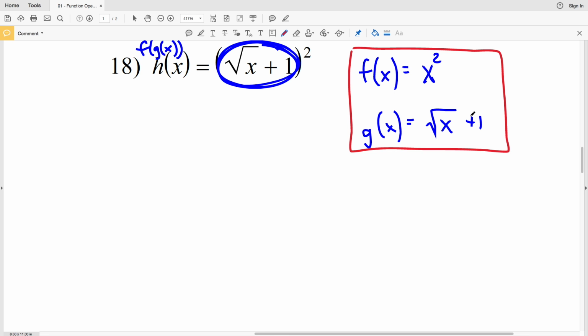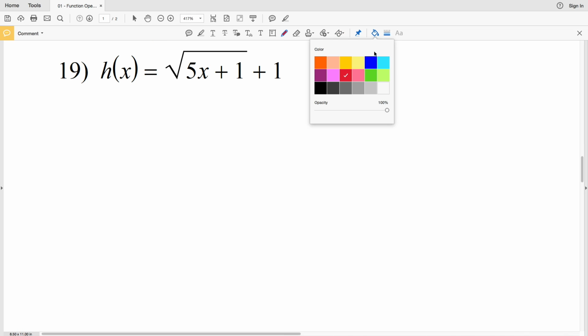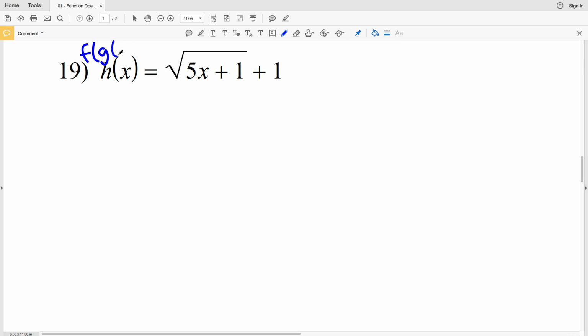So these problems are all about finding the simplest function that you can plug in to get h of x. So let's continue on to number 19. Now in number 19, remember, again, f of g of x. We're solving for f of x and we're solving for g of x.